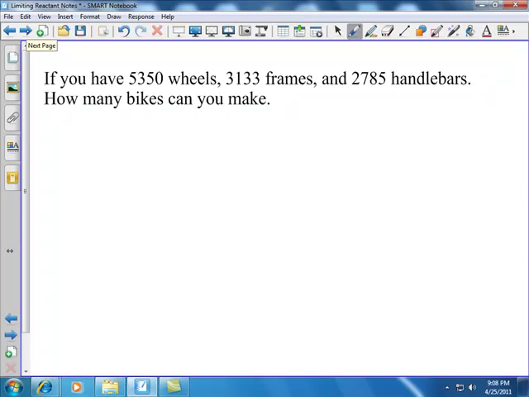I have kind of another weird one here. Okay, you have 5,350 wheels, 3,133 bike frames, and 2,785 handlebars. How many bikes can you make? Now, how many two-wheel bikes? Just so we get rid of the whole unicycle issue. So how many two-wheel bikes can you make? There's going to be a limiting and an excess, and what we want to figure out is what is limiting and what is excess.